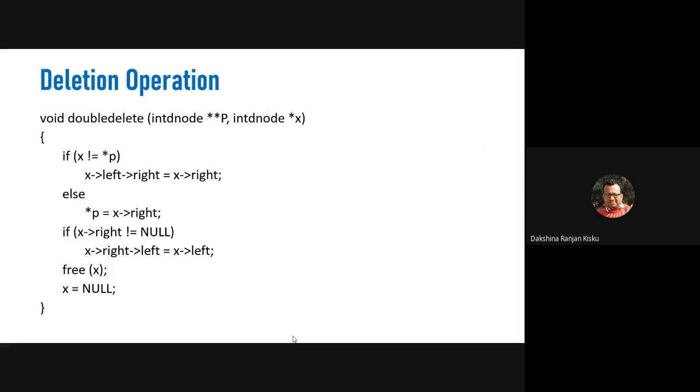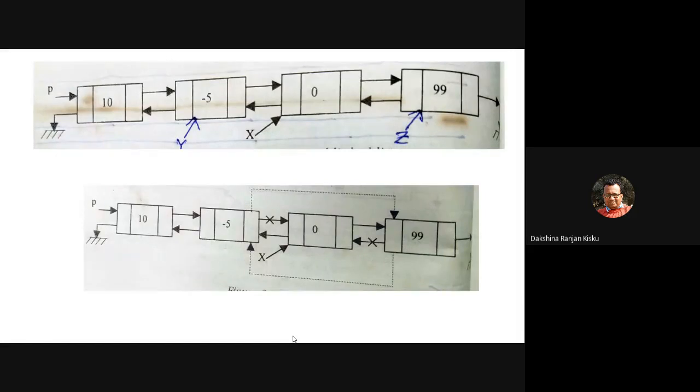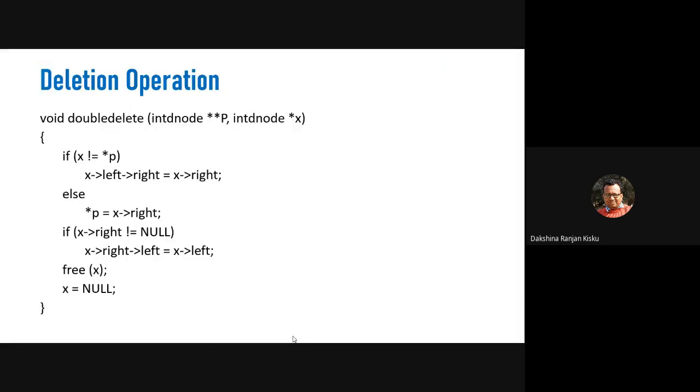Then we free the memory space which was allocated for the deleted node pointed to by x. That is why we are writing free of x. And then we are making x equal to null. After freeing the memory space allocated for the node pointed to by x, we make x equal to null. By making x equal to null, we are basically making x left equal to null and x right equal to null. That is why here we are writing x equals to null.